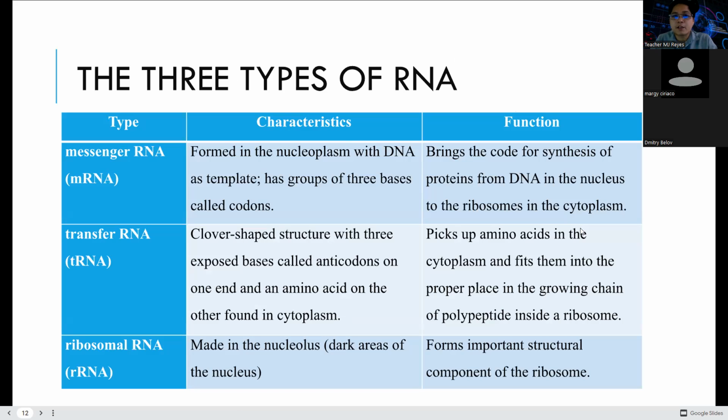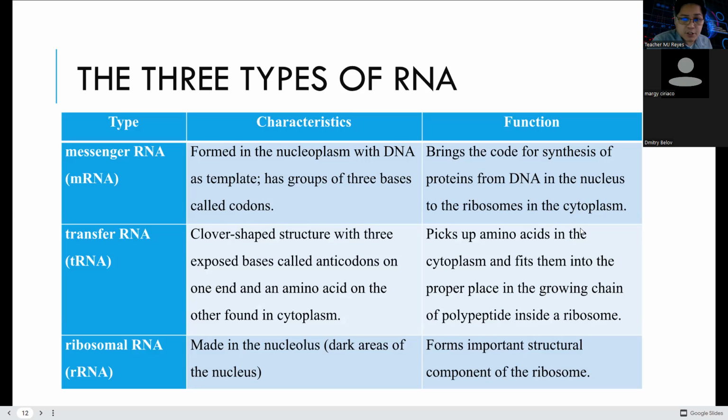Messenger RNA is formed in the nucleoplasm with DNA as the template. It has groups of 3 bases called codons, same as your DNA. Its function is to bring the code for synthesis of proteins from the DNA in the nucleus to the ribosomes of the cytoplasm. That's what I had discussed a while ago. Next, transfer RNA or tRNA.